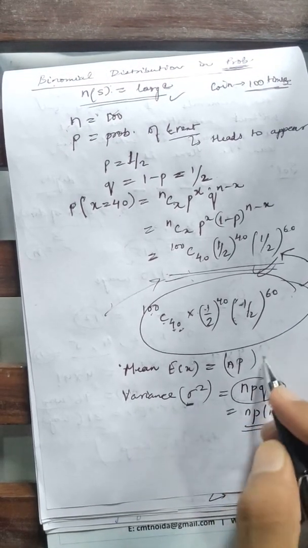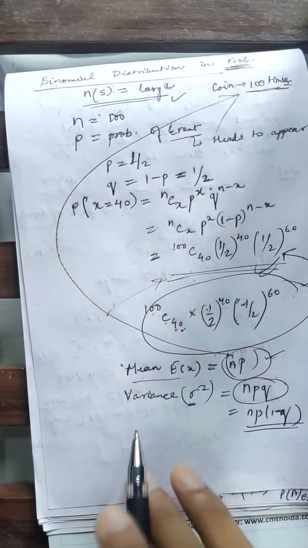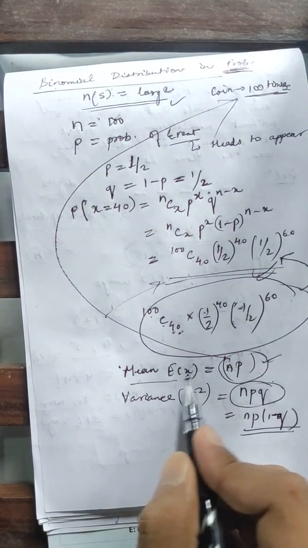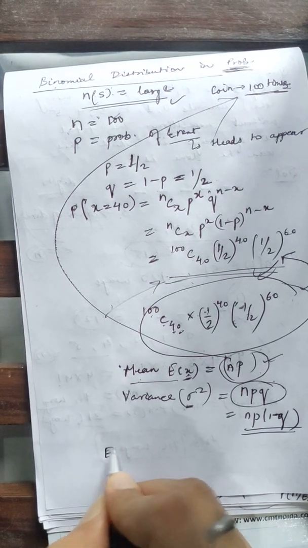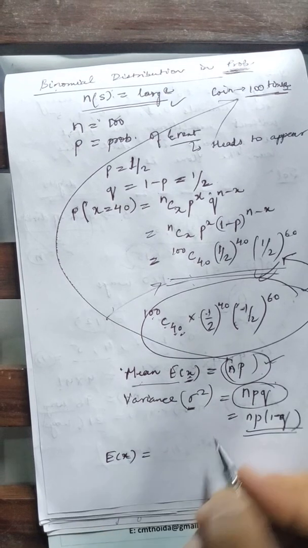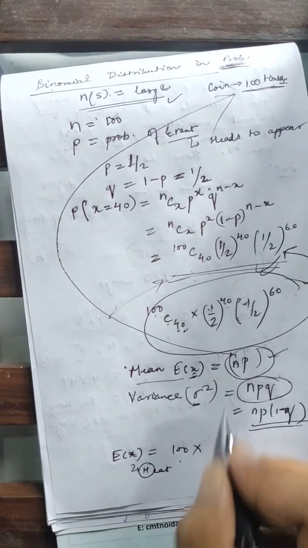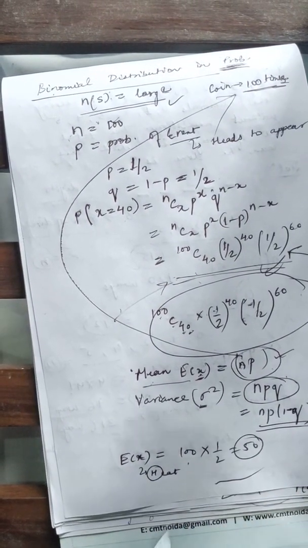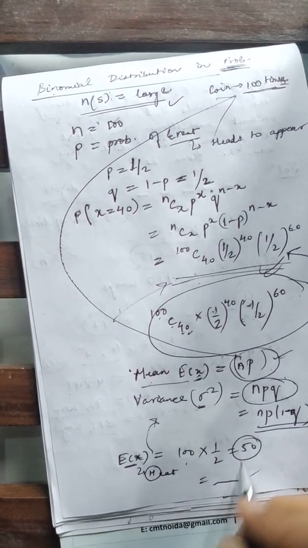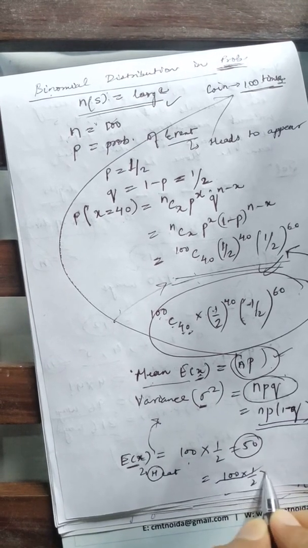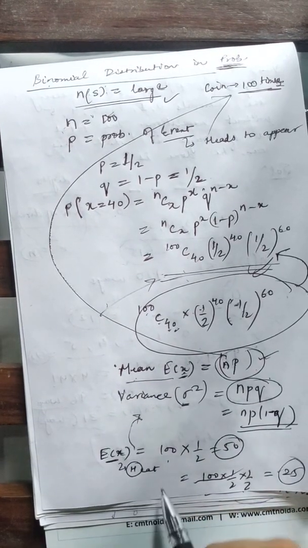When large variables come, then you need this. If you want to find the mean of this event x, heads appearing if you throw 100 times, the mean will be the expected number of times heads appear. That is the number of throws, 100, into p, the probability of heads, which is equal to 50 times. This is how we get the mean. For variance, you do it in a similar way: you put 100 into half into half, which is equal to 25. This is the variance.